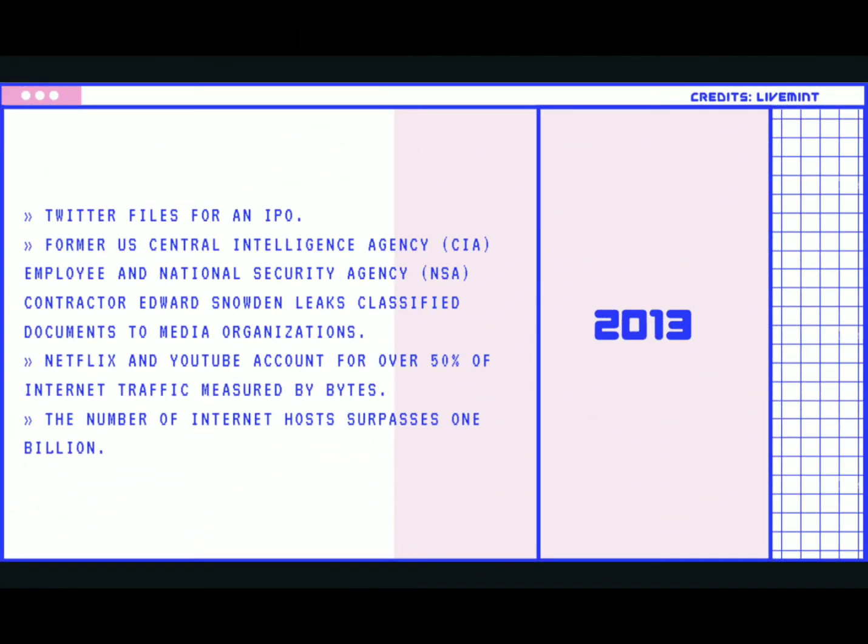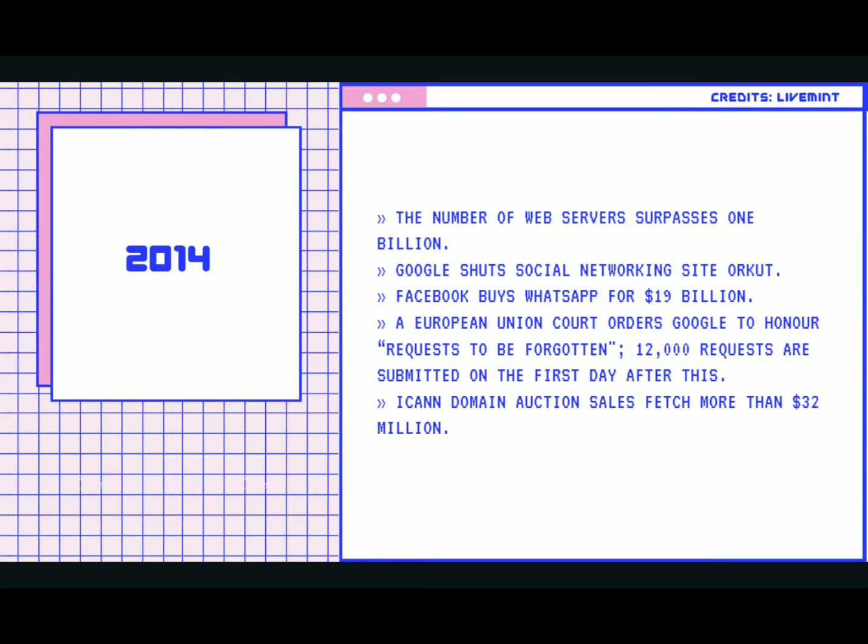In the year 2013, Twitter files for an IPO. Netflix and YouTube account for over 50% of internet traffic measured by bytes, and the number of internet hosts surpasses 1 billion. In the year 2014, Facebook buys WhatsApp for $19 billion. ICANN domain auction sales fetch more than $32 million.